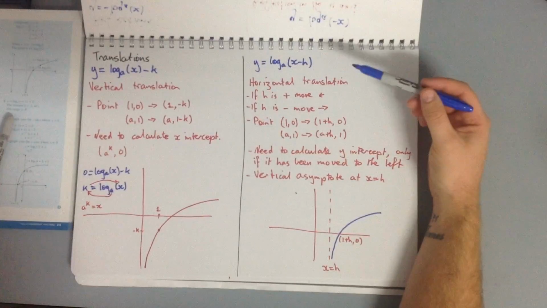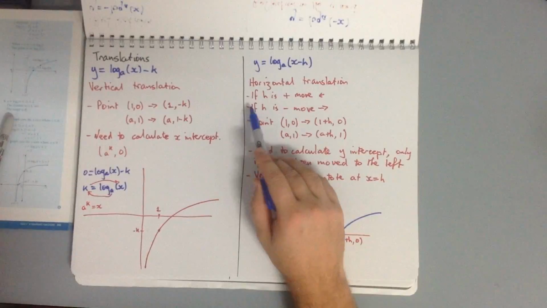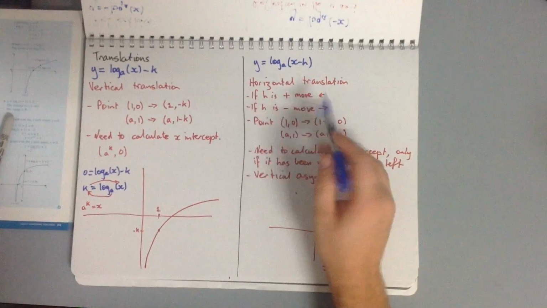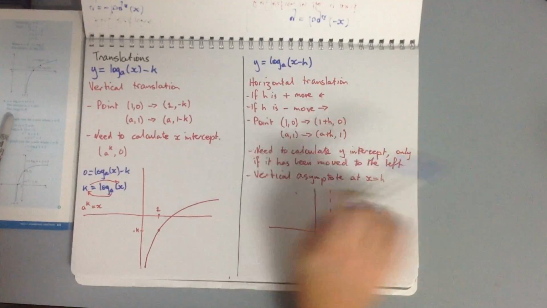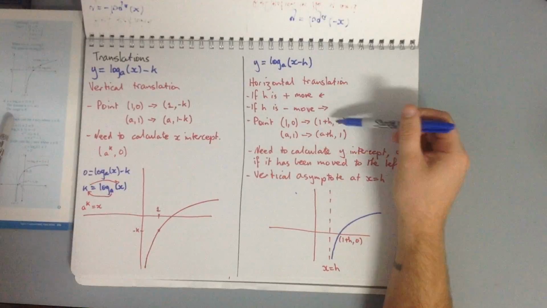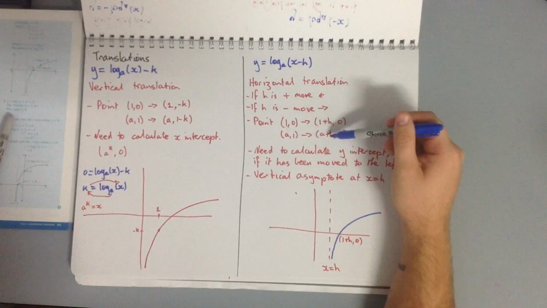Also, we can do horizontal translation, where we've got log to the base a of x minus h. Okay, this is our horizontal translation. So if in here this is positive, then we move to the left. If this is negative, we move to the right, same as all our other types of graphs. So our point (1, 0) becomes (1 plus h, 0), and (a, 1) becomes (a plus h, 1).